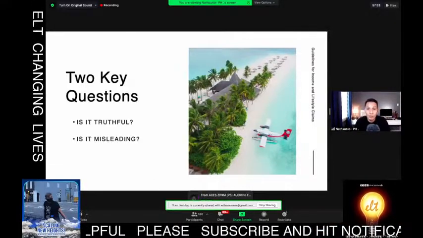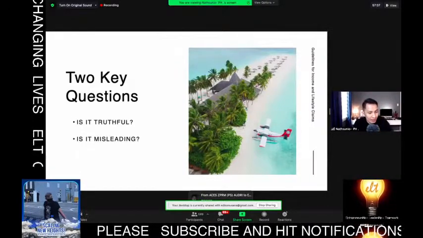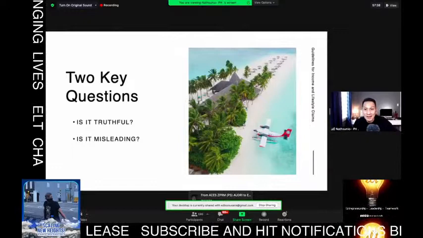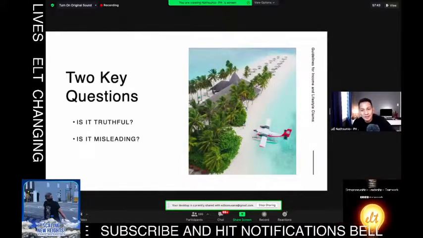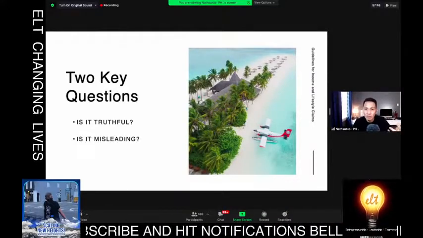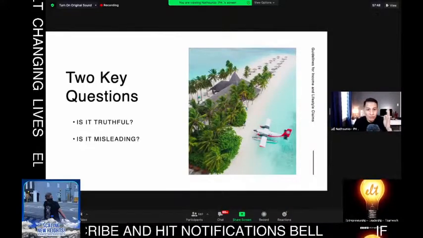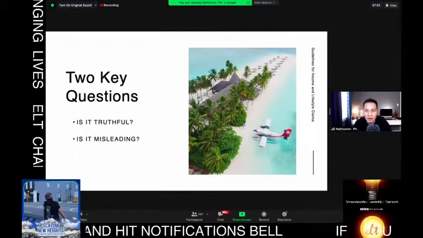Kapag nagpo-post ka sa social media, you have to be very careful. And you know what? I've realized those that are really successful na mga clients, na mga prospects natin, right? Mas na-attract sila if you focus more on values, if you focus more on hard work because they know what it takes to succeed. Yan isa sa pinakamalaking mistakes na nagawa ko before as well.